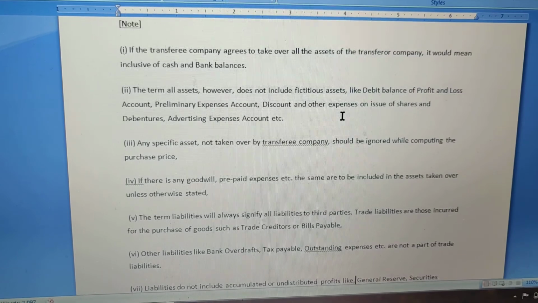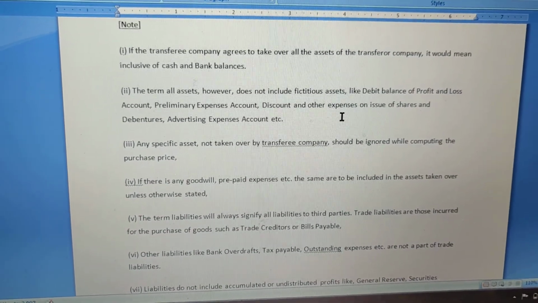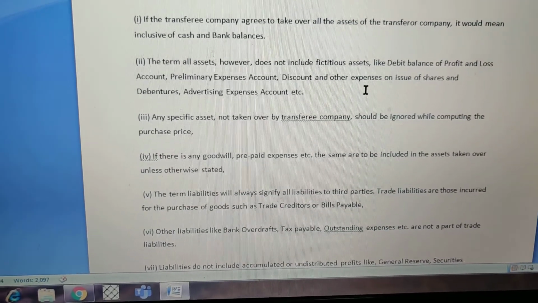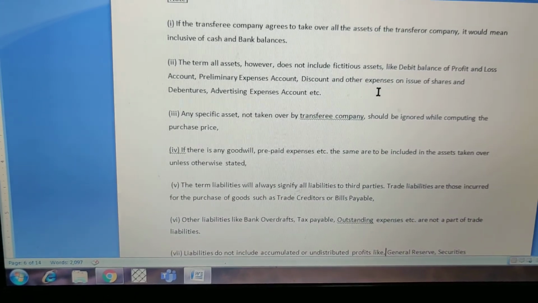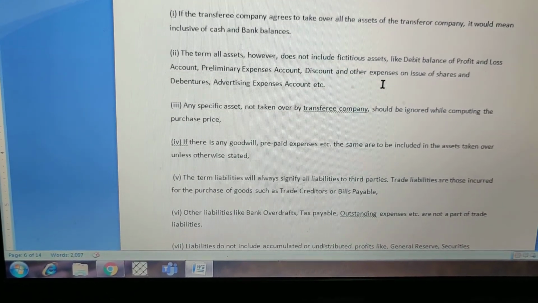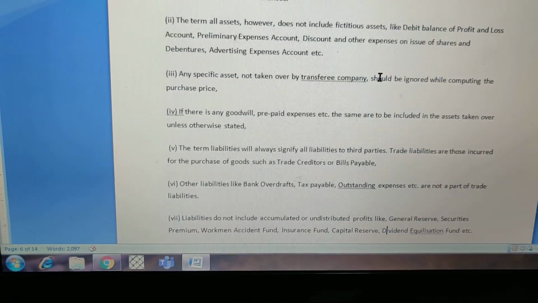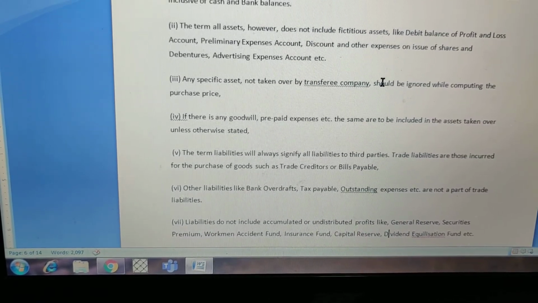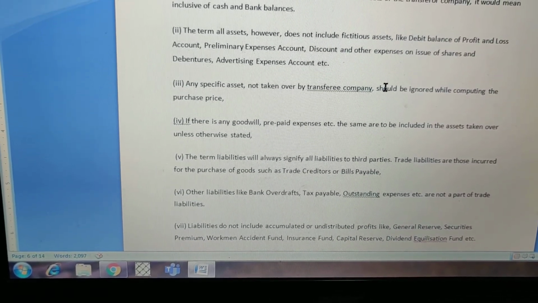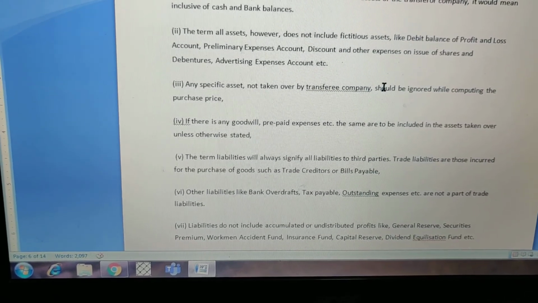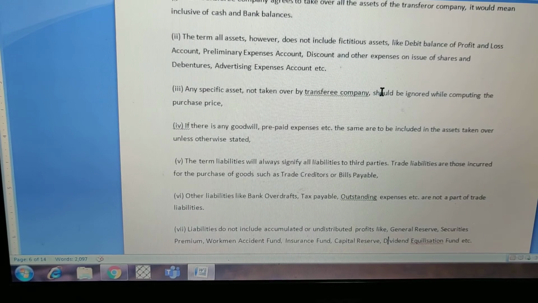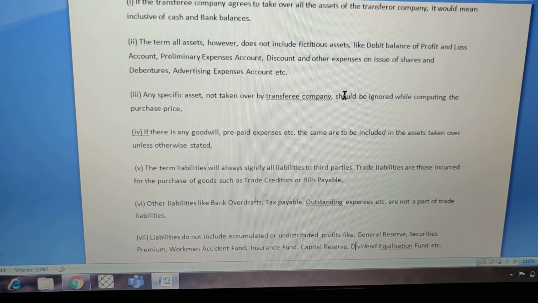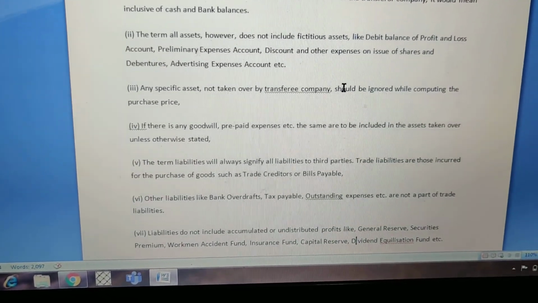And you must remember what fictitious assets will be. The debit balance of profit and loss account, since the debit balance of profit and loss account is what? It is a loss for the company. The credit balance of profit and loss account shows the profit for the company. The debit balance of profit and loss account shows the losses for the company. Similarly, preliminary expenses account, miscellaneous expenditure account, discount and other expenses on issue of shares, debentures, advertising expenses account, all these accounts show the losses for the company. So you don't have to include that while calculating your purchase consideration. And these kinds of fictitious assets the purchasing company will never take over.